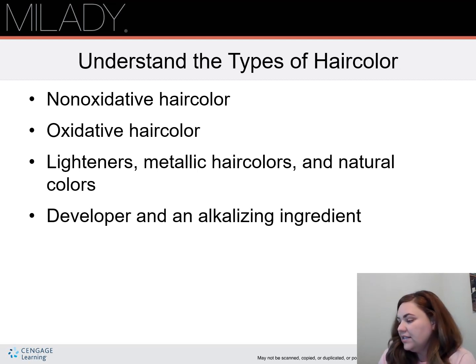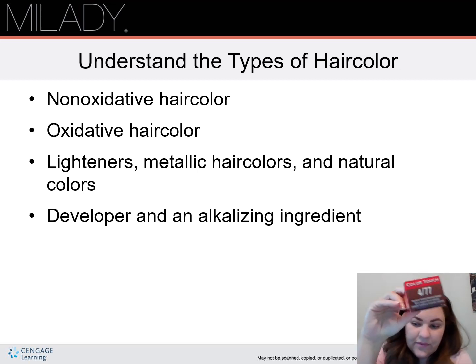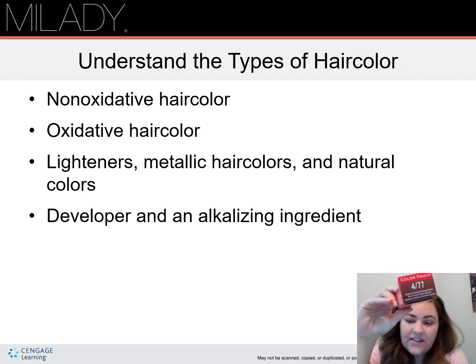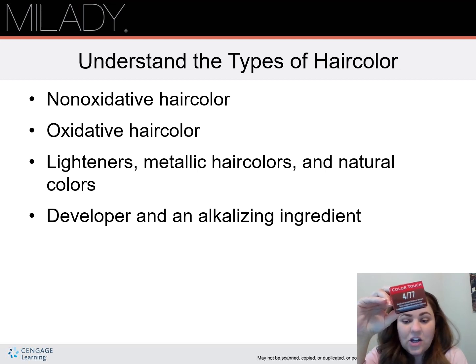Okay. For instance, this one, 4/77. Okay. That first number is always going to be what level? So this color is a level 4. Okay. The second number is going to be the primary tone. The second number behind the slash is going to be the secondary tone. Okay. In this case, it's the same number, 7/7. If I look at my Wella key, that 7 is going to tell me that that's brown. So this is a level 4 intense brown. So it is a brown.